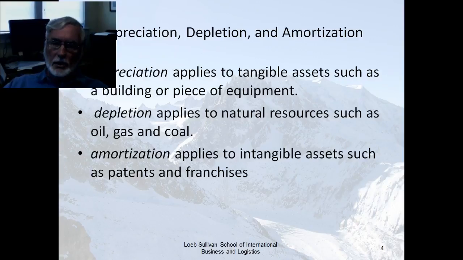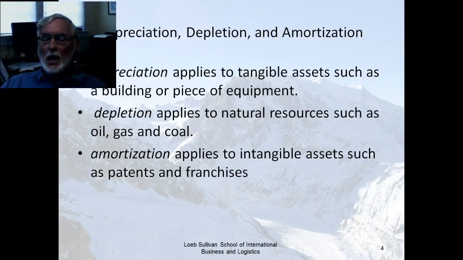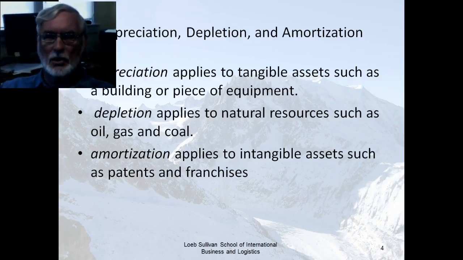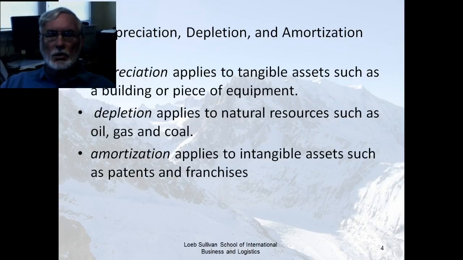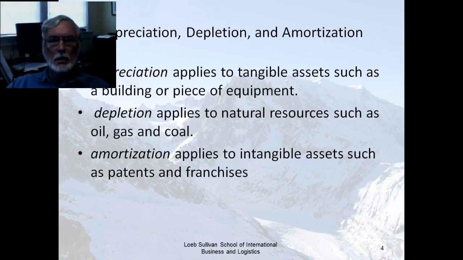And then the third word is amortization. And once again, it means the same thing, cost allocation, but it applies only to intangible assets. So we amortize trademarks, we amortize patents, we amortize franchise agreements, we amortize things that are intangible, things we can't touch, generally legal agreements of one sort or another. Also, we'll talk a bit about goodwill, which is another intangible asset.